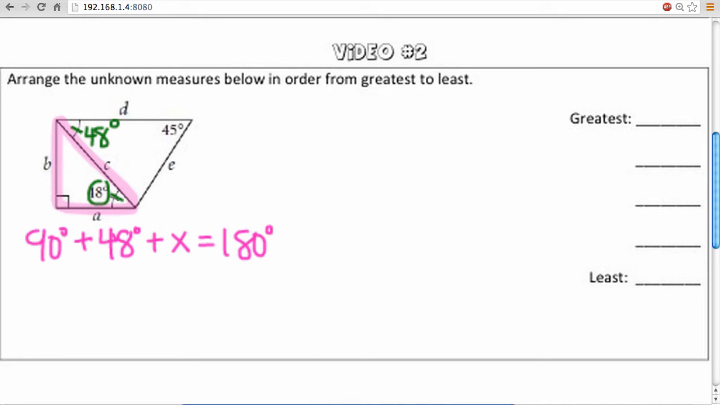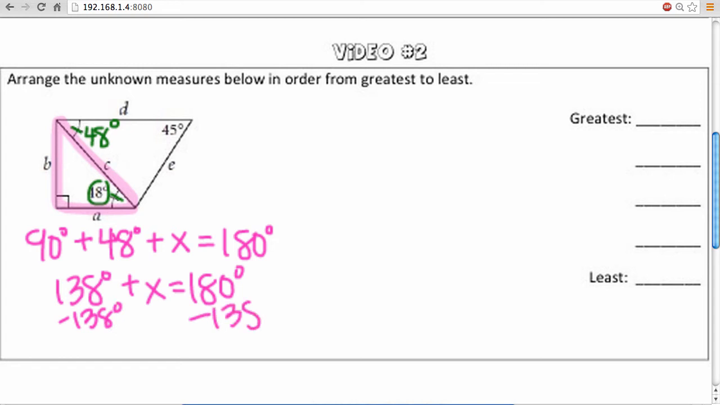Now when we combine, we get 138 degrees plus x is equal to 180 degrees. And to solve for x, we'll go ahead and subtract 138 from both sides. And we wind up getting x to be equal to 42 degrees. So that means that this angle here is 42 degrees.